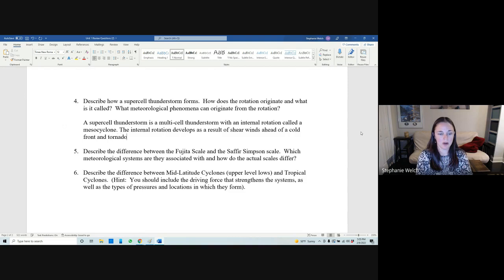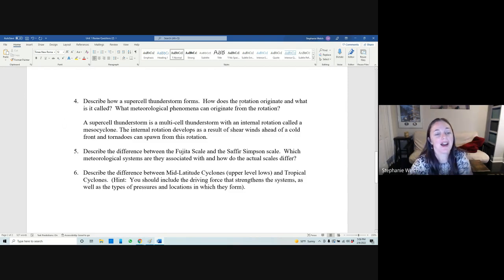And tornadoes can spawn from this rotation. I have an 8-year-old who I think would really appreciate my use of the word spawn. You know, he's always talking about things spawning because he plays a lot of video games, especially Minecraft.